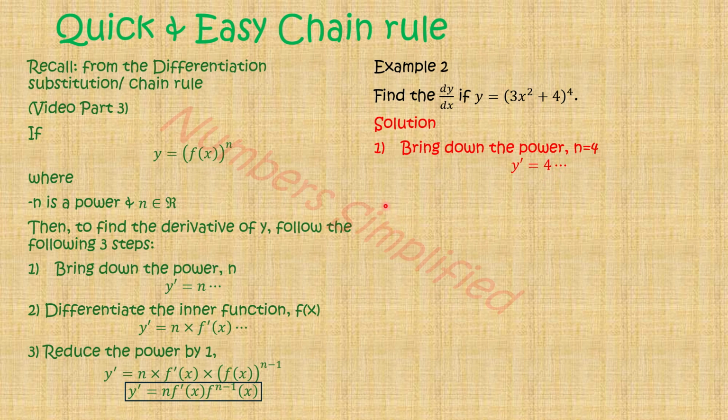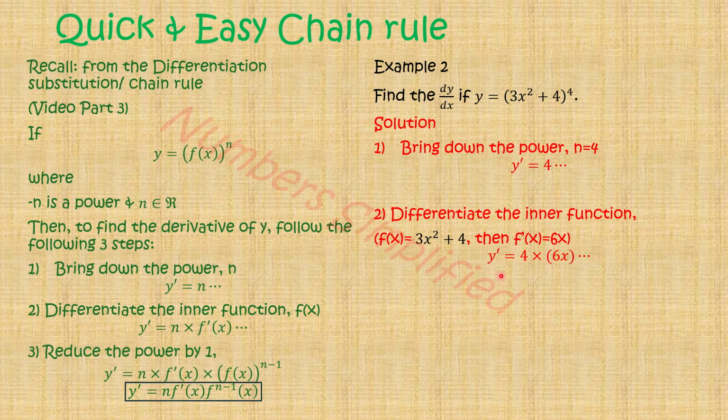We move on to step number 2. Step number 2 is all about identifying the inner function within the brackets, which is 3x squared plus 4. And now with that inner function, that will mean that the first derivative, or f prime of x, becomes 6x. Therefore, the y prime has something multiplied to it. So we have a 4 times 6x.